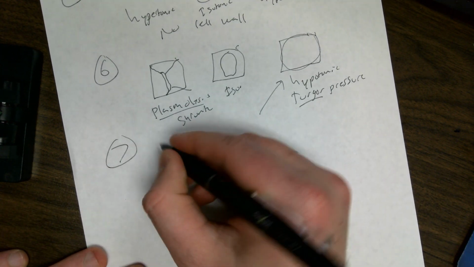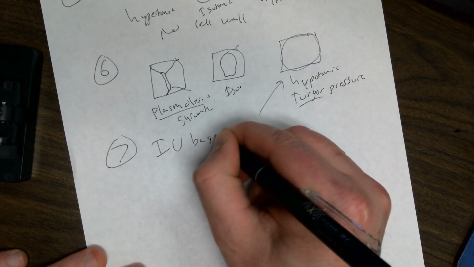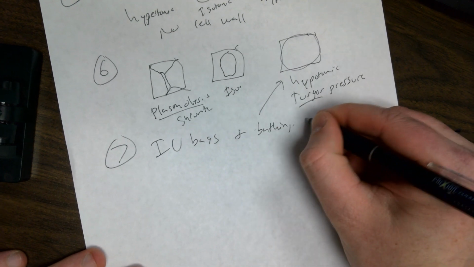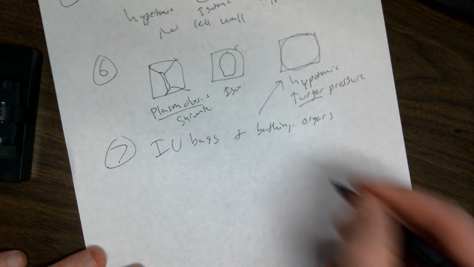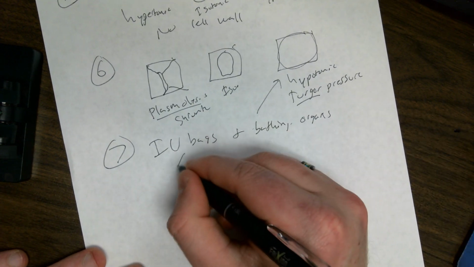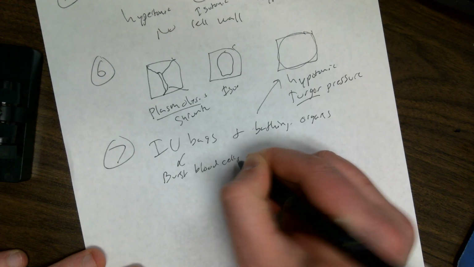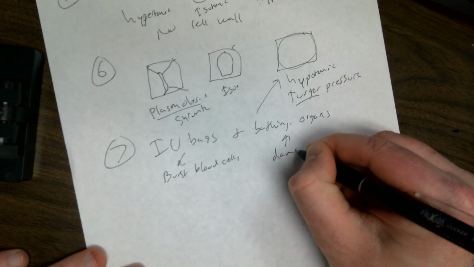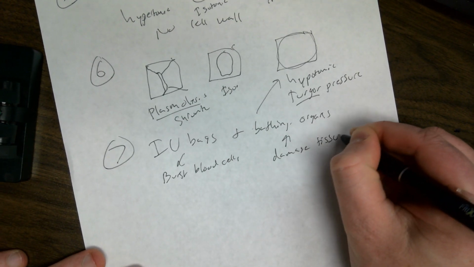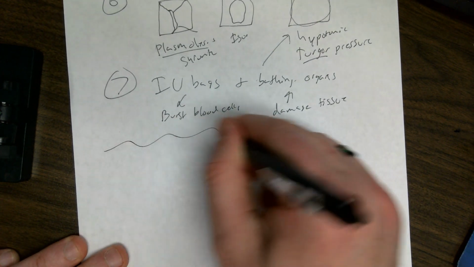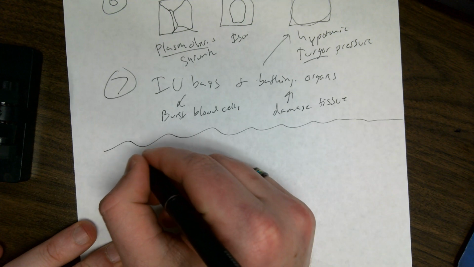Alright, IV bags and bathing organs. These are real-world examples of why we care about water potential. Because if you don't, this will burst your blood cells or damage the tissue. So you have to be really careful about the concentration that you put these things in. And that's the end of the SL content.